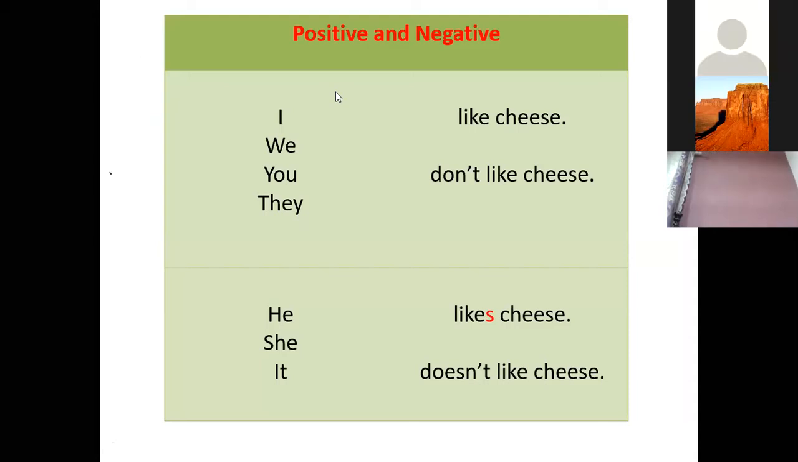Hello, teacher. Adam, read the first example please. We, you, they. First example, I like cheese. This is the first example. I like cheese. Read it please. You don't like cheese. Thank you very much. You don't like cheese.